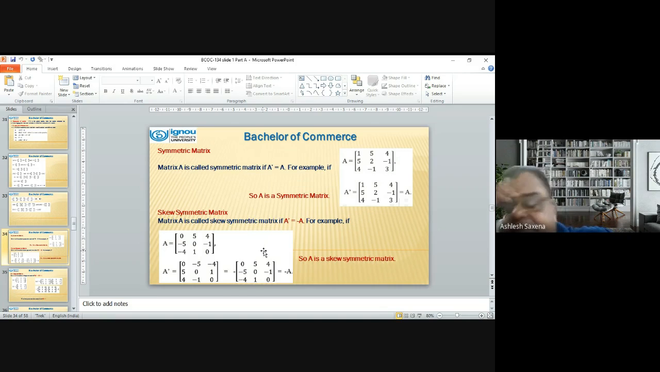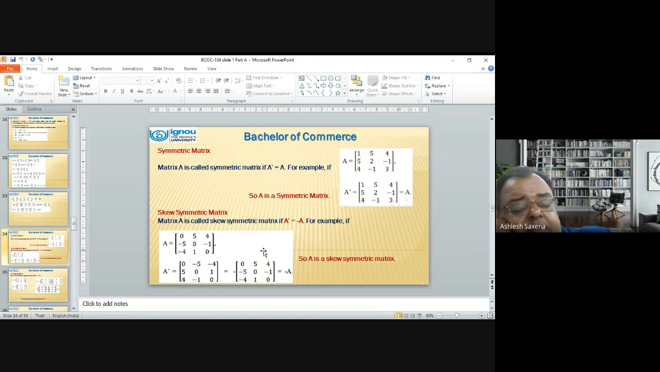Now we move to another type of matrix, that is the symmetric matrix. A matrix is a symmetric matrix if A transpose is equal to your original matrix. That means A transpose is equal to A. We have a problem over here. It is 1, 5, 4, 5, 2, minus 1, 4, minus 1, 3.